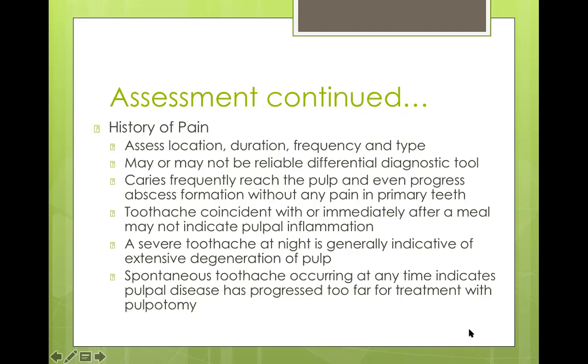So for the history of pain, you want to assess location, duration, frequency, and type of pain. Type of pain could be, oh, it's dull and achy, or it's sharp. Frequency is it's there all the time, or it comes and goes. Duration is, oh, once it hurts, it stays hurting for a little bit until I take some ibuprofen or acetaminophen.